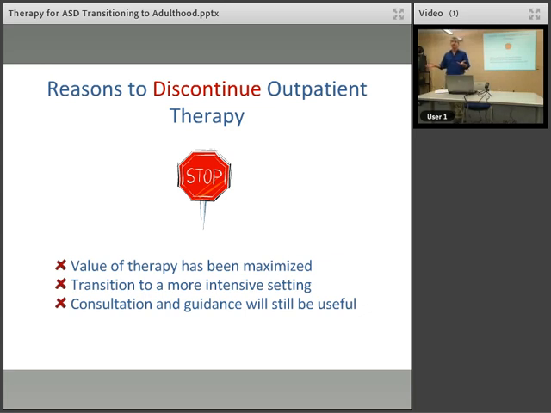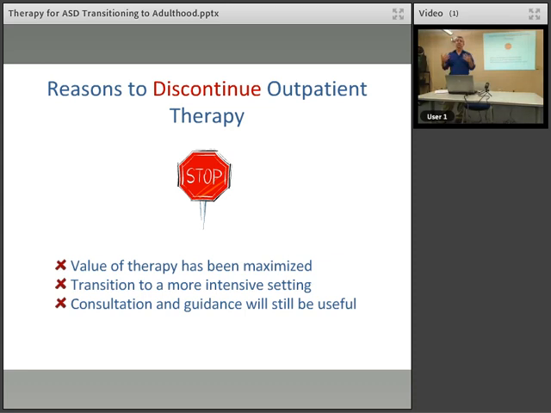Because a lot of times people will be coming in and they are doing the best that they can with the circumstances going on around them, and then a lot of times therapy is not needed, and sometimes it could be irritating. It's disruptive, and they have to come in and they don't really have anything to talk about. So in those cases, I would say that maybe taking a break from therapy would be a good idea. And then if we're transitioning to a more intensive setting, that's obviously also a time where maybe outpatient treatment is going to be discontinued, if we're moving to something like a treatment center or something even more intensive than that. However, even in these situations, consultation and guidance is still going to be useful with psychologists.